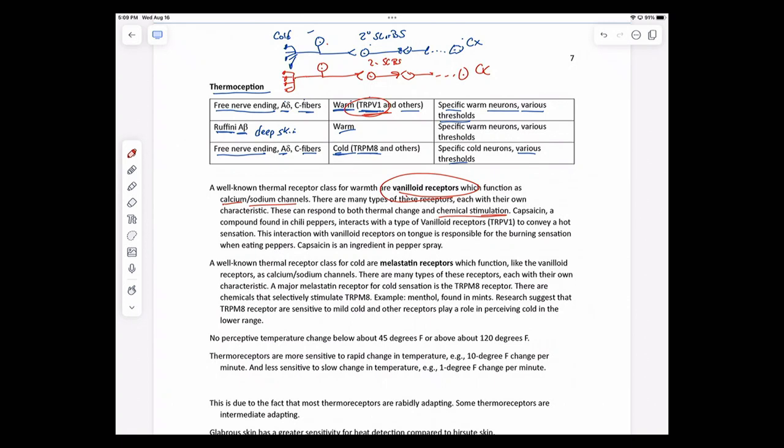So one of the better characterized compounds that can interact with the TRPV1 is going to be capsaicin. And capsaicin is the ingredient in chili peppers that makes chili peppers hot. So if you bite down on a chili pepper, your tongue is going to have this kind of burny type of warm sensation. Again, it's just a type of vanilloid receptor, TRPV1, responding to capsaicin.